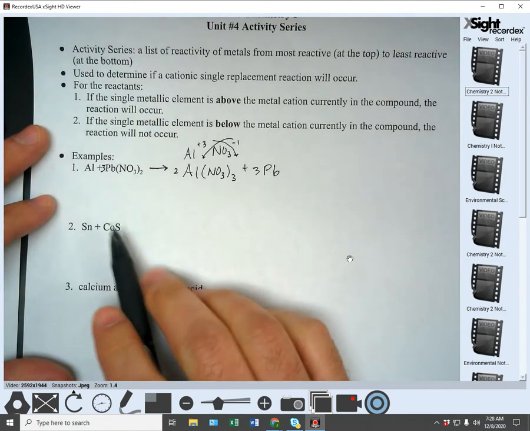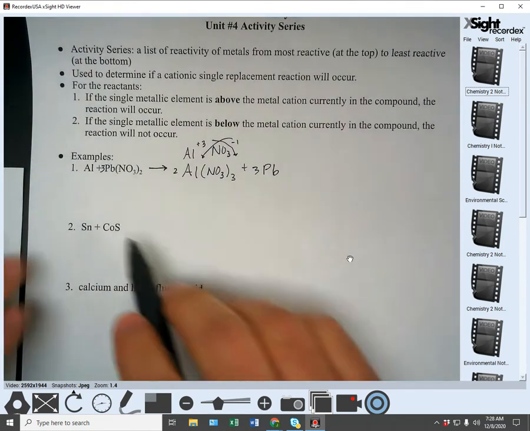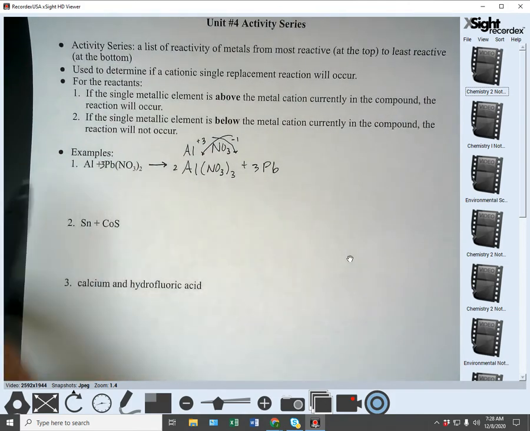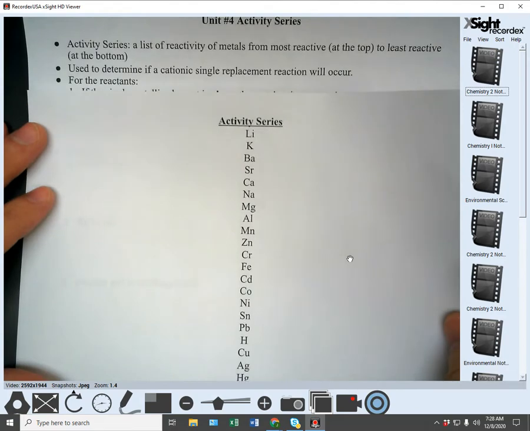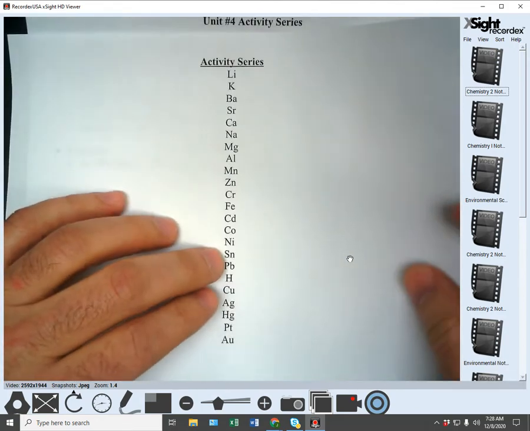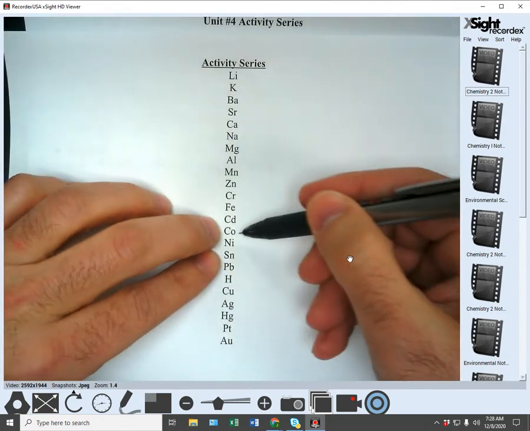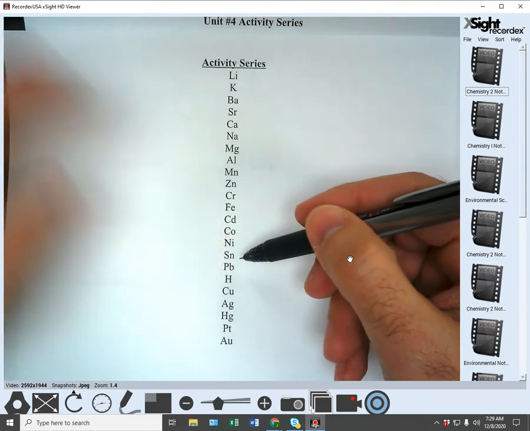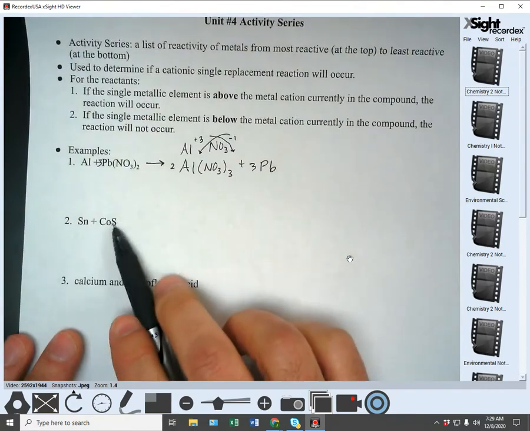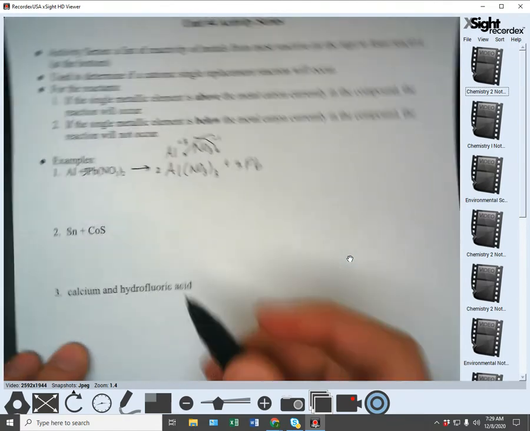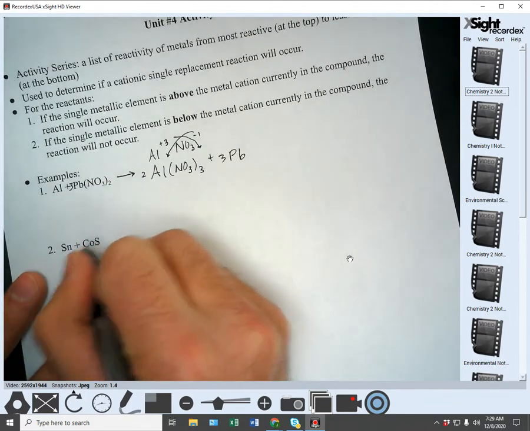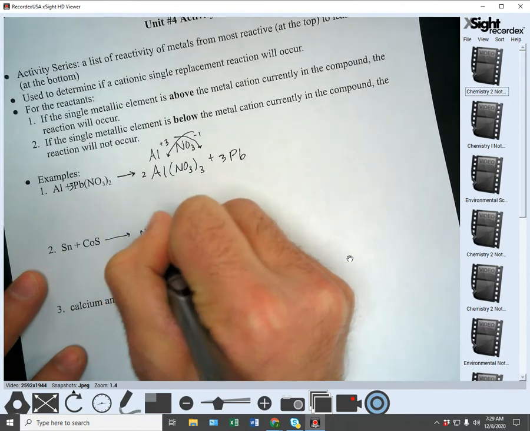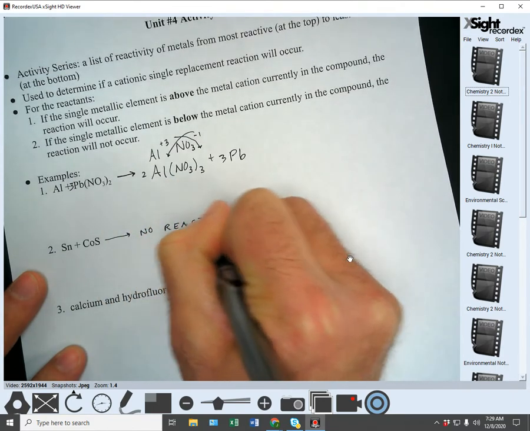All right. Let's take a look at the second example. So we've got tin and cobalt 2 sulfide. Again, if we look on our periodic table, tin, Sn, and cobalt. Cobalt is here, tin is here. Cobalt is more reactive than tin. So if we look, cobalt's already with the anion, so nothing's going to happen. The tin's too weak to take the sulfide away. So we're going to get no reaction. Nothing happens.